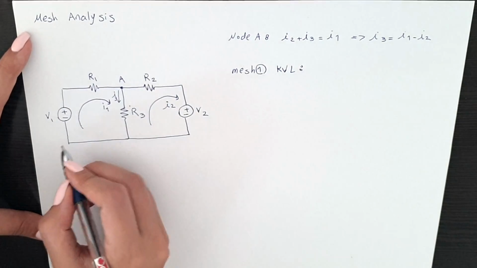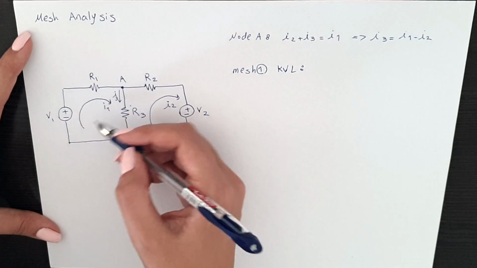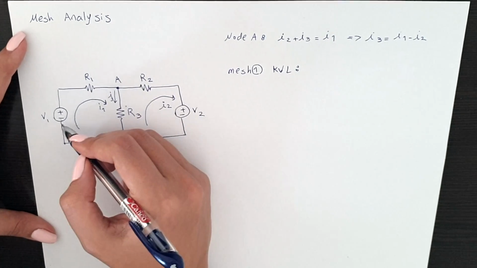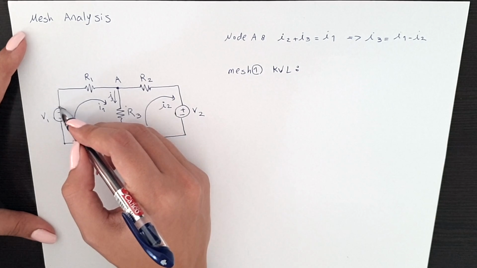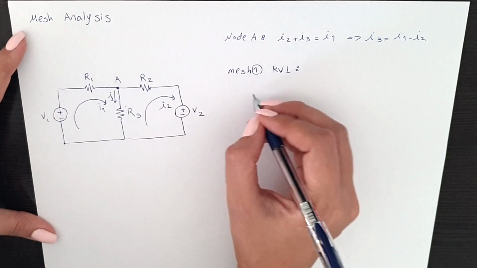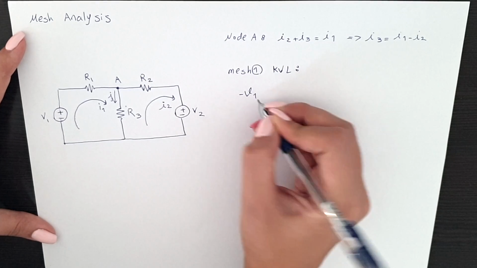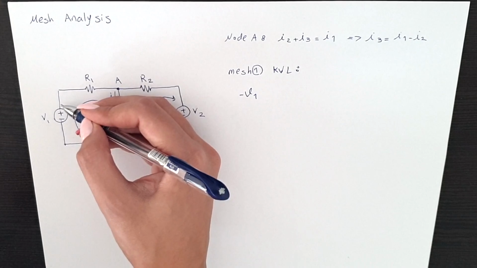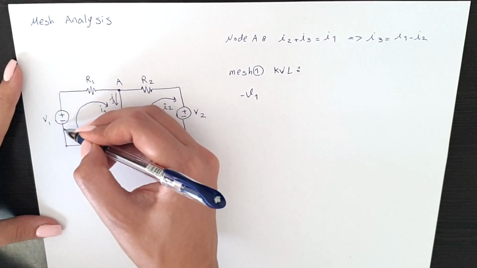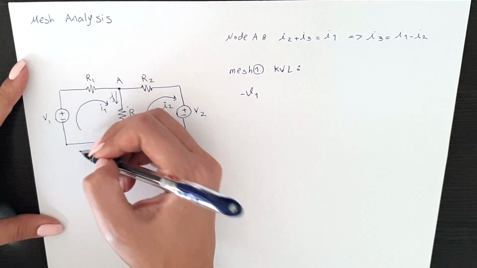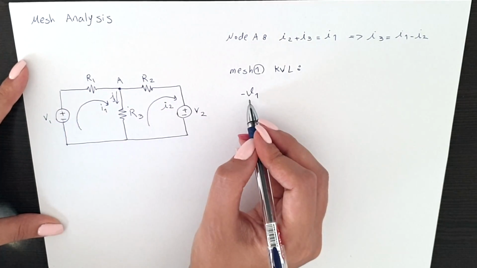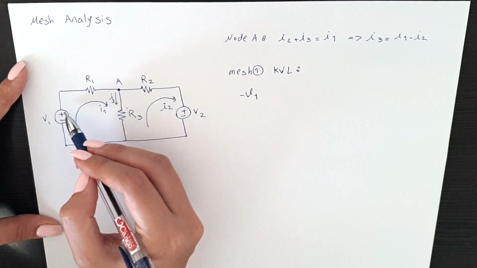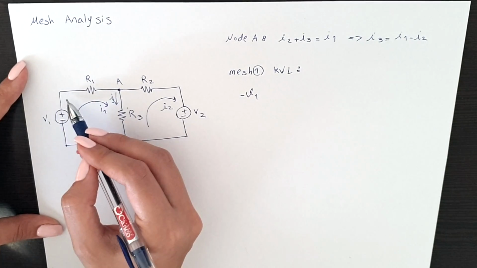So in mesh 1, we're gonna start from this point and go in the direction of our I1. We get here, and because we are entering from the minus side and exiting from the plus side, it's minus V1. We don't write plus V1. If we were coming from the other direction, we would be entering from the plus side and exiting from the minus one, so it would be plus V1. But because we're going in this direction, it's minus V1. And then we continue our journey around this mesh.